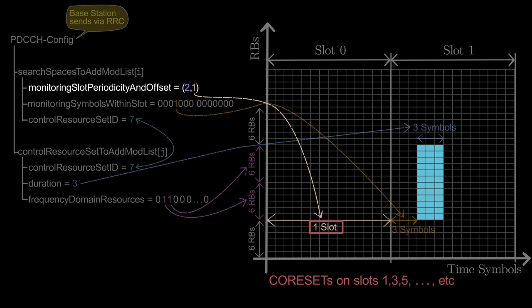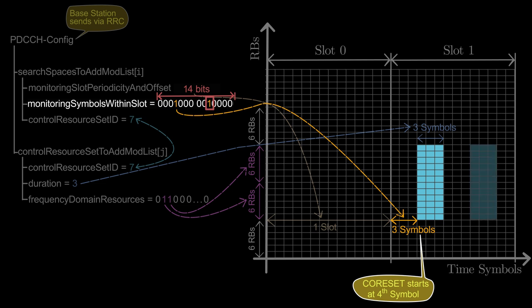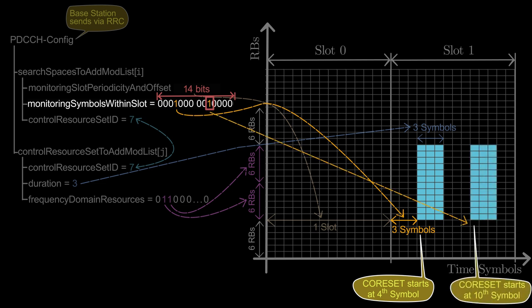The timing of CORESET within a slot is specified by the parameter monitoring symbols within slot. This is a bitmap of 14 bits, and each bit corresponds to a symbol within the slot. In this example, fourth bit is 1, which means CORESET starts at fourth symbol. Now, suppose 10th bit is also 1, then it means CORESET starts at 10th symbol as well.